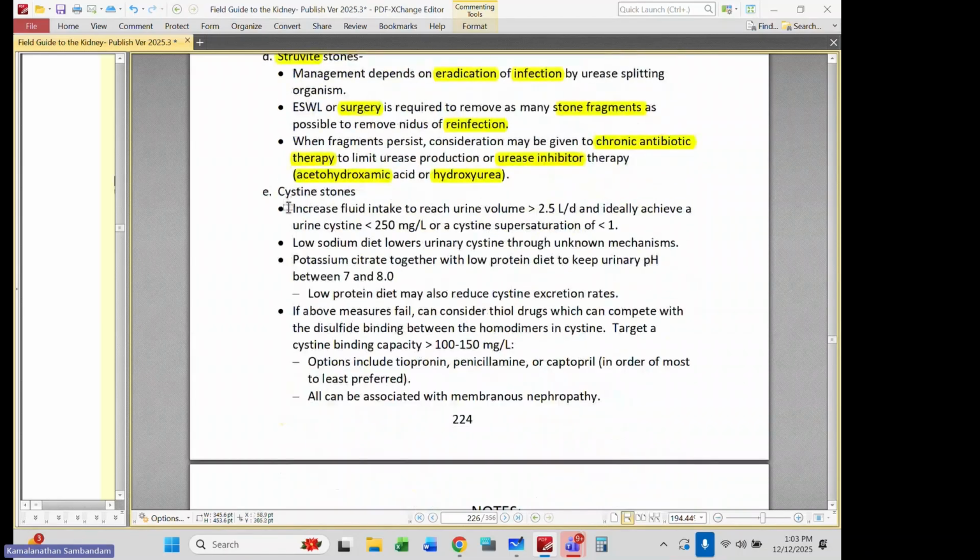Okay, moving on to cystine stones and finishing out there, we would want to increase fluid intake. We want to get the urine volumes up. And then I want to target a lower urinary cystine concentration, okay? Or I can use the cystine supersaturation if I can get that data. We now have, more commonly, we're following a different parameter called cystine binding capacity. What is a cystine binding capacity?